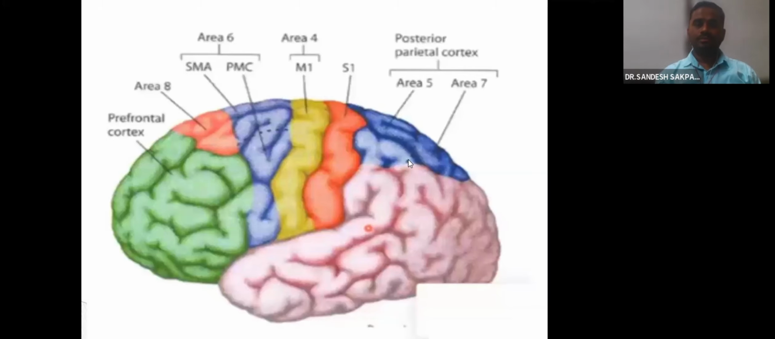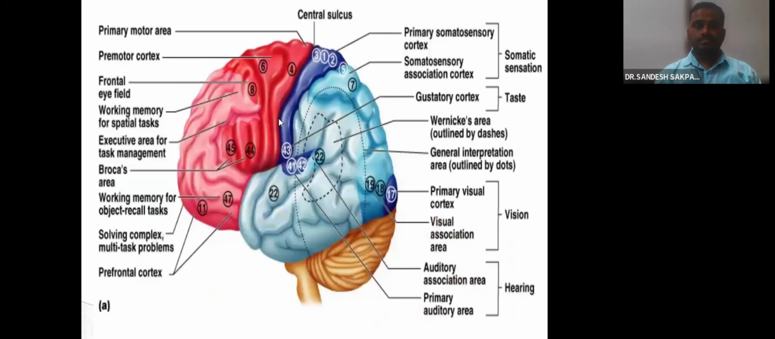I'm not going in depth into that. Then we have the primary motor area, then the supplementary motor area and premotor area, which are there for motor planning. And later you can see the different Brodmann's classification of the different cortices.